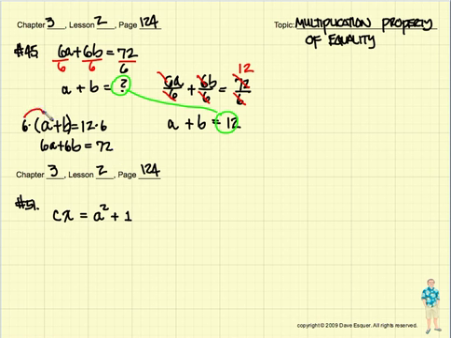And we did that because we went back to chapter 1 in our distribution. We used our wacky arrows, and we ended up with what we started with: 6a plus 6b is equal to 72.